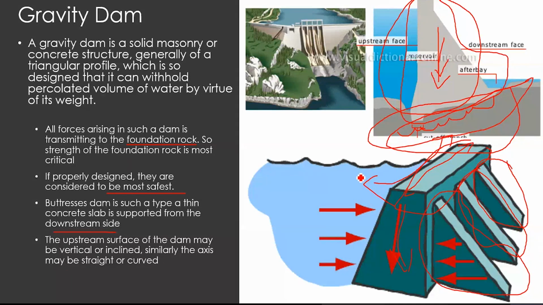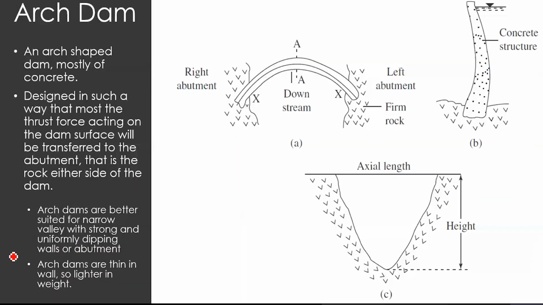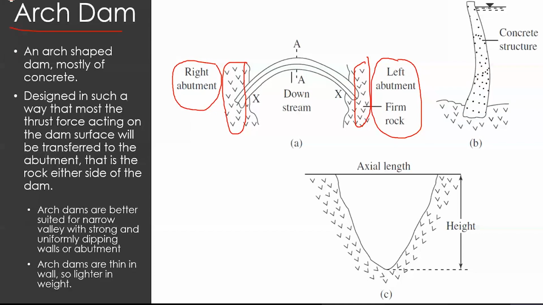In the other case, if the basement is not a strong rock, and the abutments, the rocks present on both sides of the dam, are very strong, in that kind of situation we may go for an arch dam. So an arch dam is where the forces from the water, this is the upstream side and this is the downstream side, are applied on the dam and transferred directly to the sides, or the walls, of the dam. Okay, so this is the sectional view of the dam.